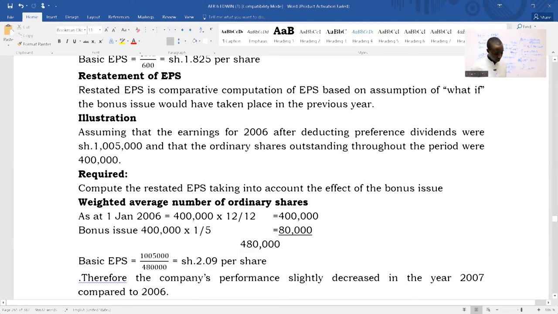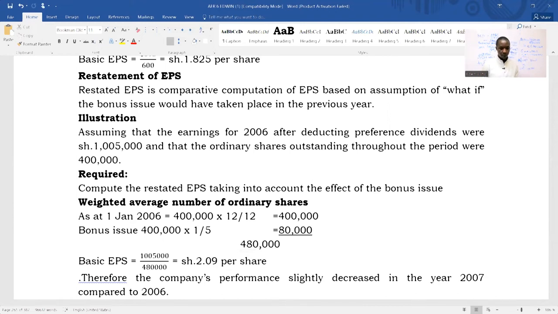So, restatement of EPS. Restated EPS is a comparative computation of EPS based on the assumption: what if the bonus issue had taken place in the previous year? Now they are talking about the restatement of EPS where you have a bonus. It can also be a restatement when you have a rights issue, it's only that we have not talked about the rights issue. When we do restatement, we are trying to check the profitability of the company based on two consecutive periods.